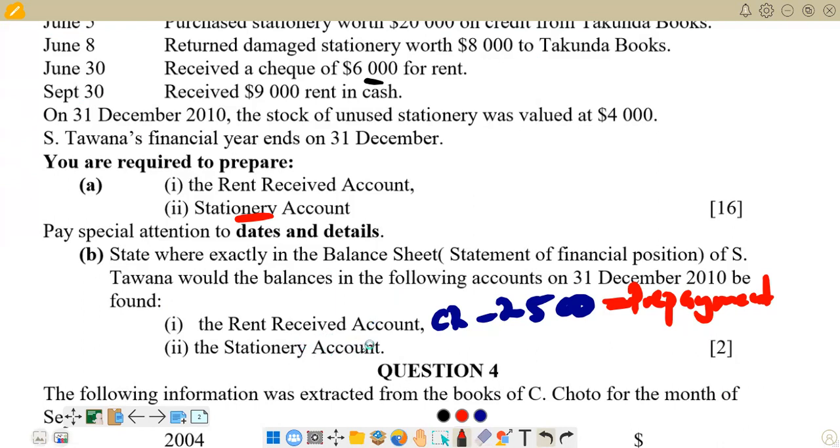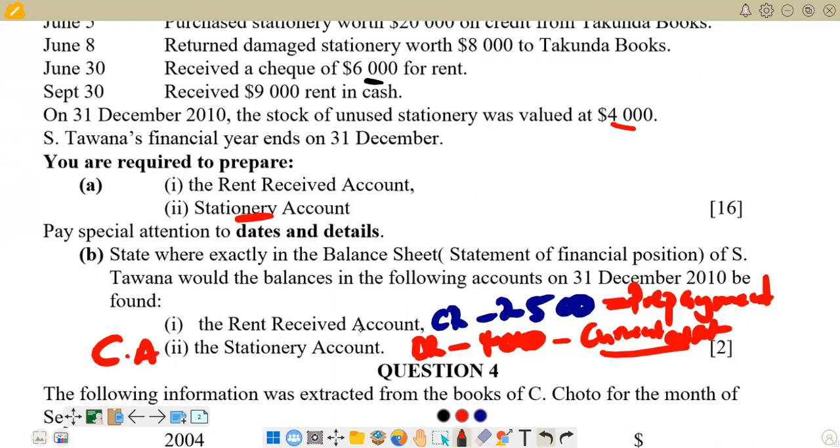Then here we've got stationery. And stationery, we found that it is on the debit side. We have a debit balance of 4,000. Remember, our BD is on the debit side there. And this one represents unused stationery. So this is our closing stock for stationery, and we know that closing stock falls under current assets. The question is saying state where exactly in the balance sheet. So stationery, we are going to include it under current assets.